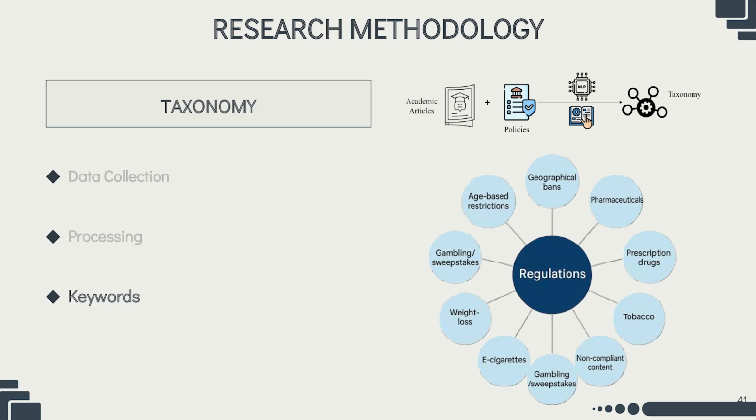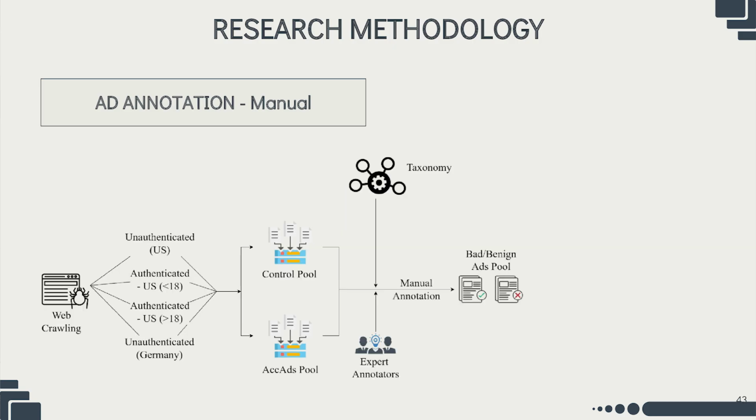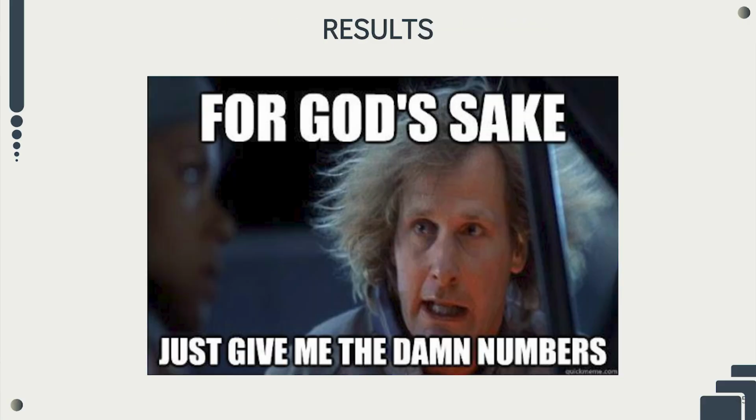For the ad annotation part, we collect ads from different geographies like US and Germany, and also across different age groups. And then we used expert human annotators who are trained on our taxonomy to discriminate between good and bad ads. And finally, we use a vision language model along with some prompt engineering to do the automated detection. So now, okay, we have talked a lot about this research methodology.